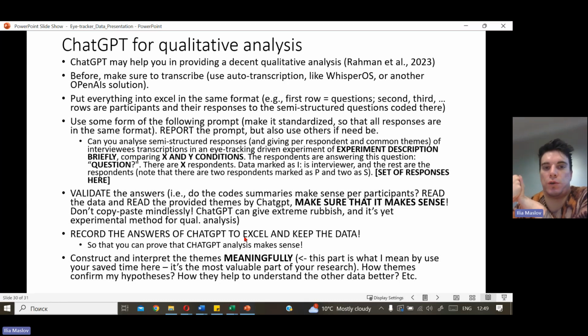Long story short, you have these interviews, you transcribe them, then you prompt: in this and that experiment, please give me a structure of the themes that the participants talk about, and it gives you a list of themes. You try to validate it. Please read it carefully, not just copy paste the answer and that's it. Sometimes there are errors, and like with the previous thesis, they can be small but important details that you miss.